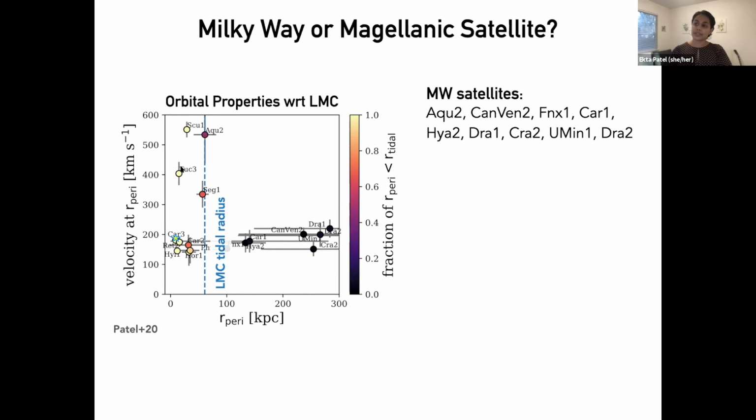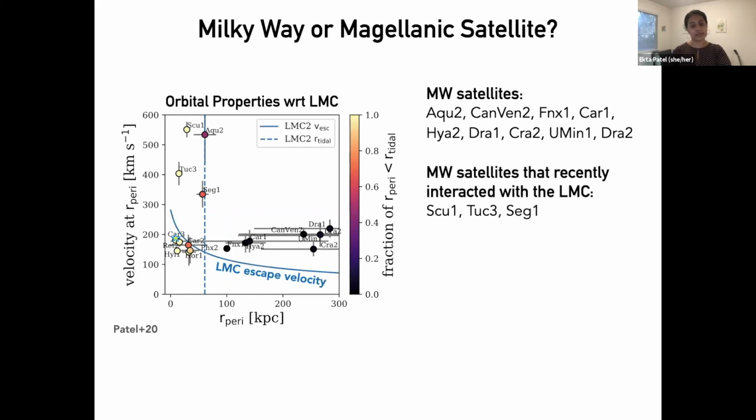Now on the left, there's still two further subgroups that we can divide. So if I add on the escape velocity curve of the LMC, we can further see that these naturally separate out from each other. So the ones in the top left are what we're calling Milky Way satellites that recently interacted with the LMC. So the LMC has recently entered the Milky Way's halo. These ultra-faint dwarfs are also orbiting around the Milky Way's halo. And by chance, some of these satellite galaxies are going to pass closely by one another, but that does not necessarily mean that they're completely dynamically associated.